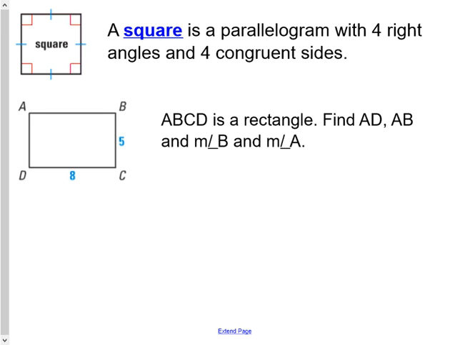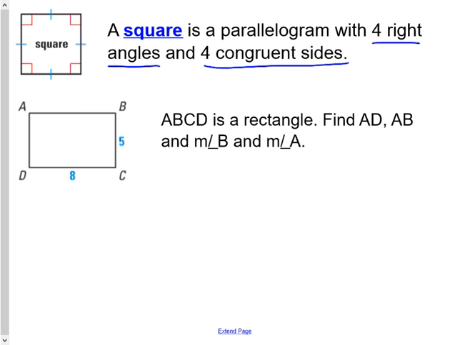A square is both a rhombus and a rectangle, so it has all angles congruent, or more specifically, all angles right angles, and all 4 sides congruent. So with that, then we can go into some questions here.